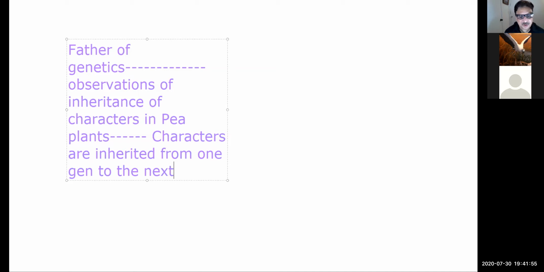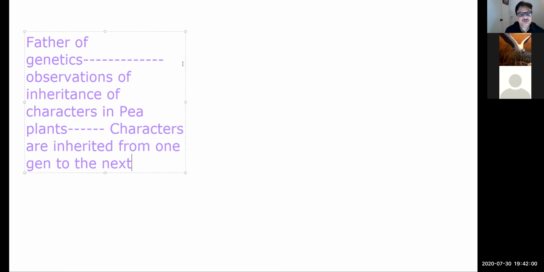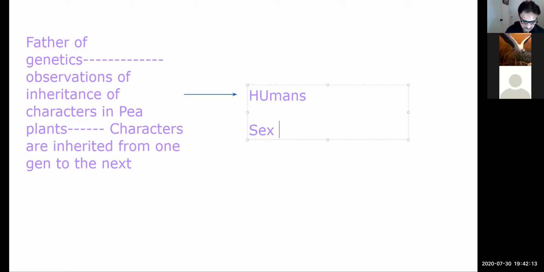the laws of inheritance. But why he became the father is because his work on the pea plant was so strong, so solid, that we can explain some of the genetic diseases in humans also. For example, sex-linked diseases like color blindness, which is a major problem. If a person is colorblind, he cannot distinguish between different colors. If a person is night blind, he cannot see in the night. So these are inherited through sex-linked.